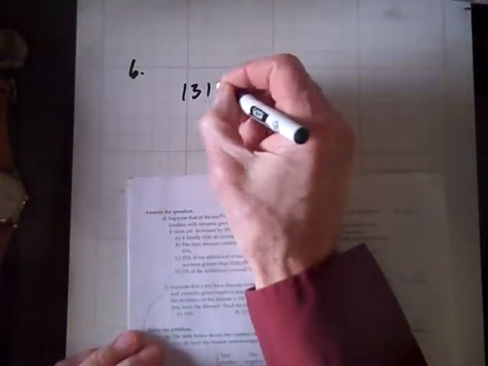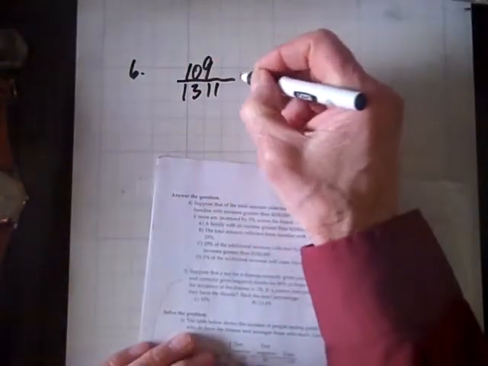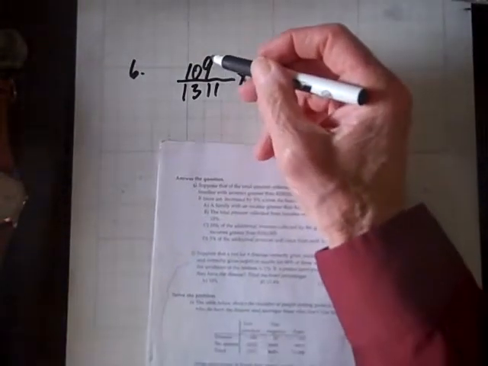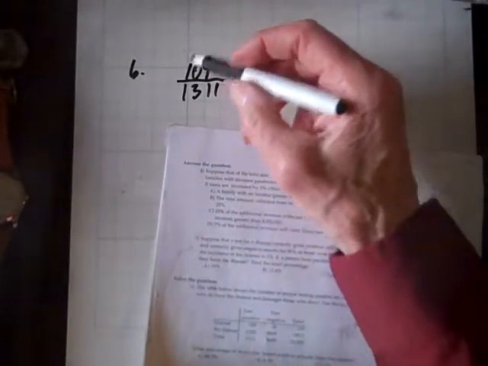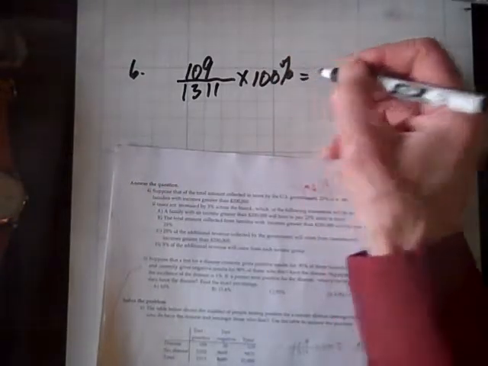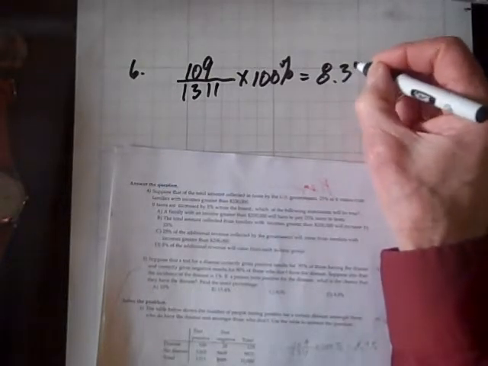Well, what's the total number that tested positive? It is 1,311. And among those, how many actually had the disease? Well, if you look at your paper, it's 109. And times 100%. So these are the numbers that have the disease that tested positive, over the total number that tested positive. When we determine that quotient, we get a percent of 8.3%, which is B. And we're done.